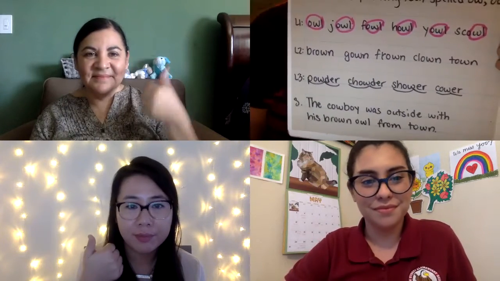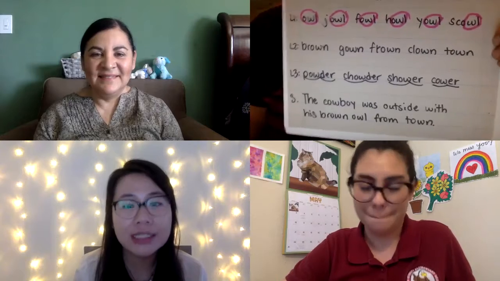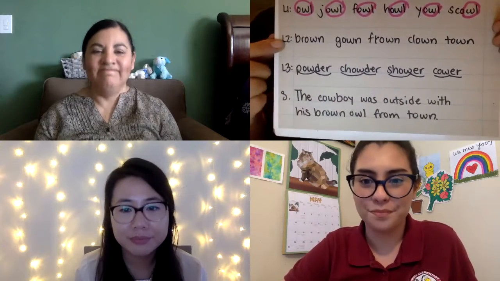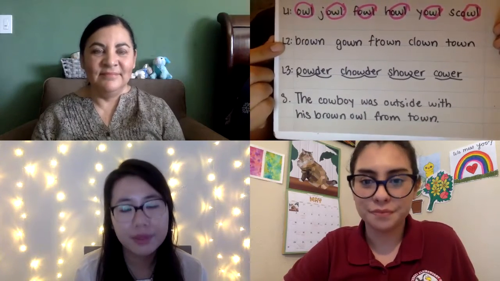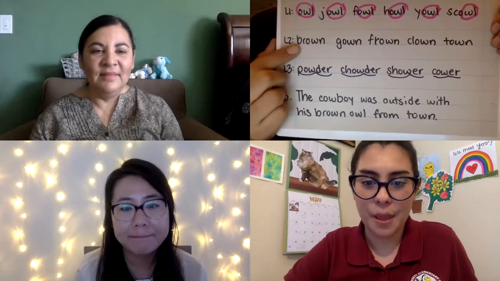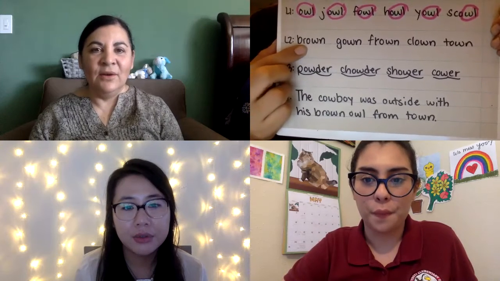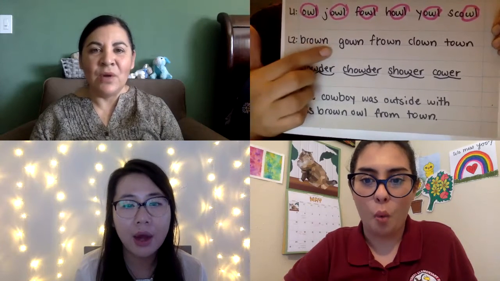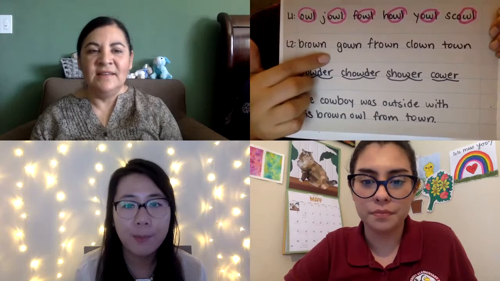Anything else that you may have noticed? Yes, Ms. T. They're all one-syllable words. One-syllable words. Boys and girls, we're going to jump into line two here. Ready? Sound by sound, blend it through. 3, 2, 1. Sound. Sound. Sound. Ow. Sound. Mm. Blend it.